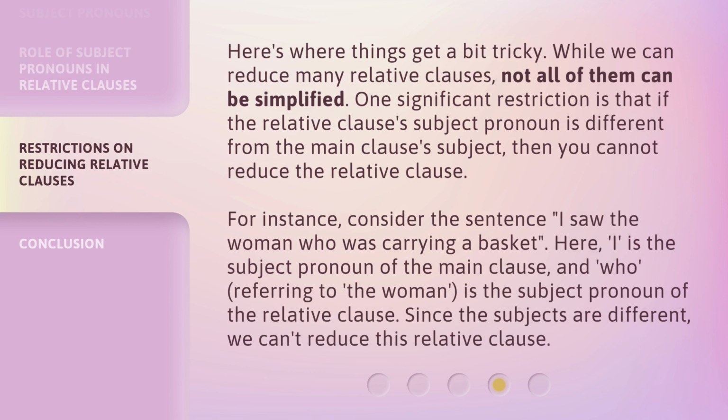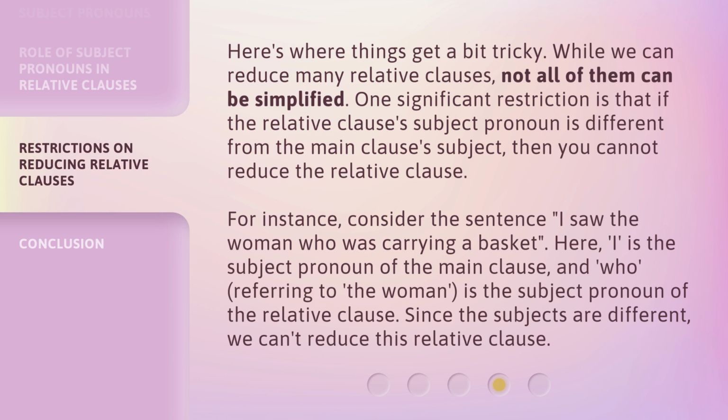Here's where things get a bit tricky. While we can reduce many relative clauses, not all of them can be simplified. One significant restriction is that if the relative clause's subject pronoun is different from the main clause's subject, then you cannot reduce the relative clause.